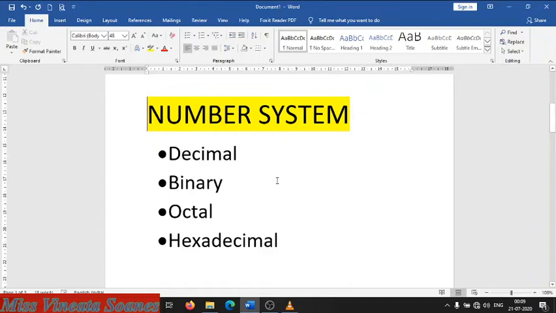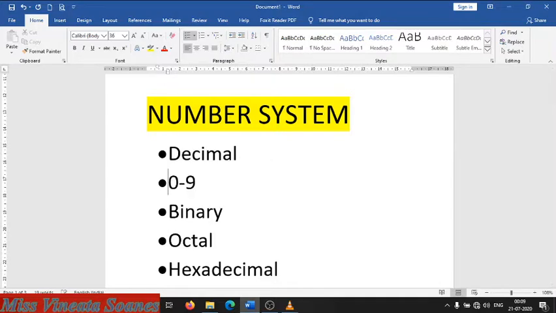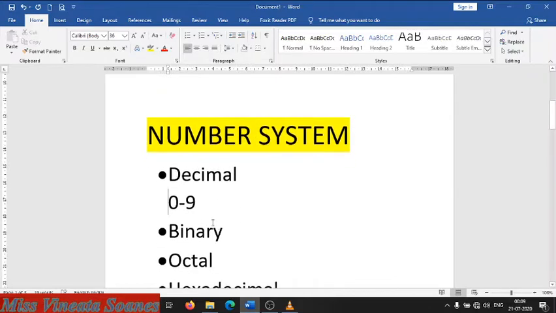Number system. Now in number system we have four types of number system. First is decimal. Decimal is a number system that we use, that is 0 to 9, right? So these are the numbers that we use in your maths and your daily life. You always use these numbers.